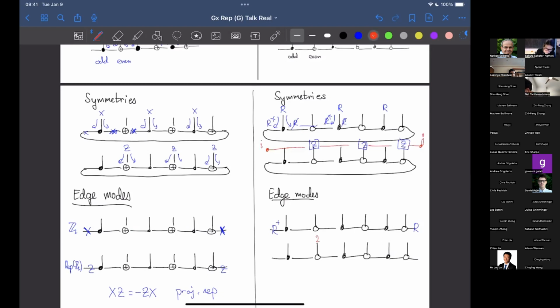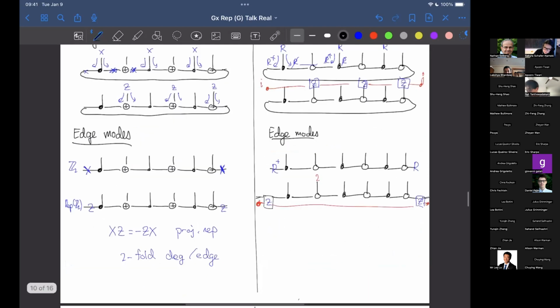And once you push through, what's going to happen is you're going to have a Z operator acting at the virtual level on each edge, Z and Z dagger, but you're still going to have this open tensor as such. So you're still going to have it act like this.